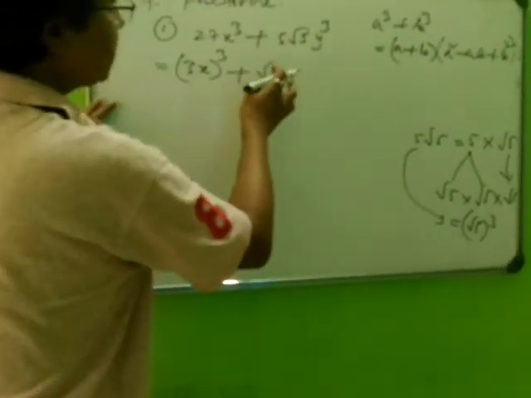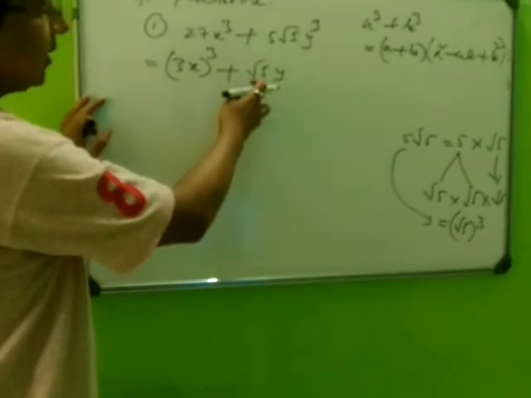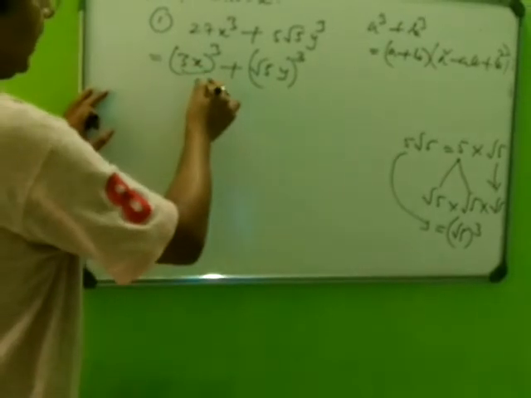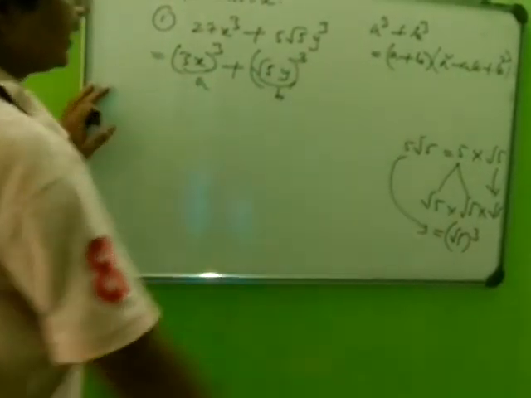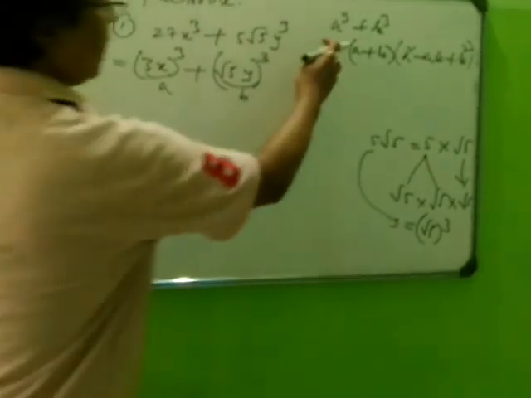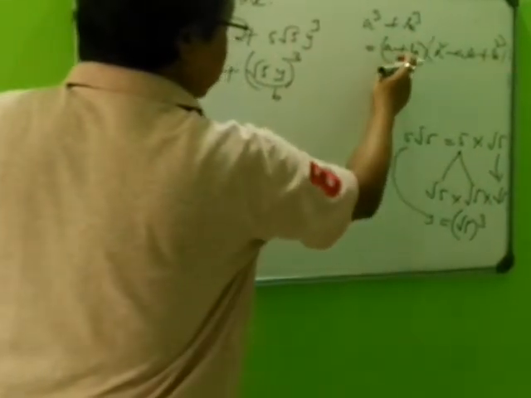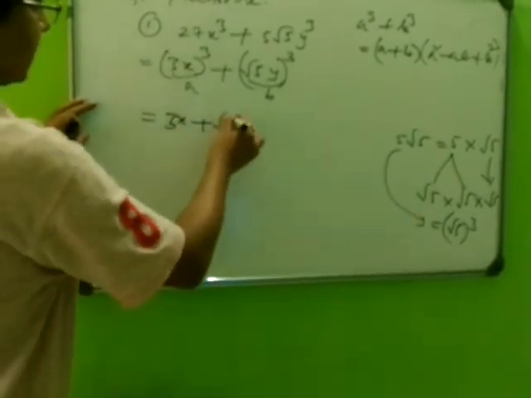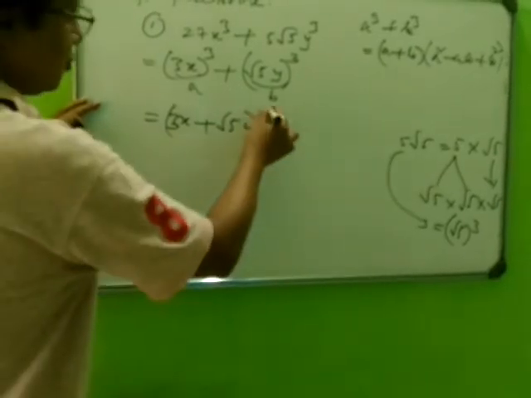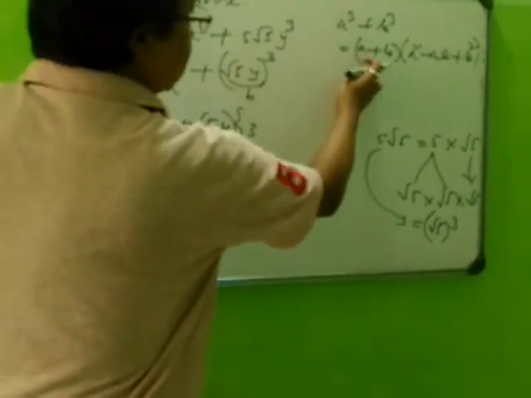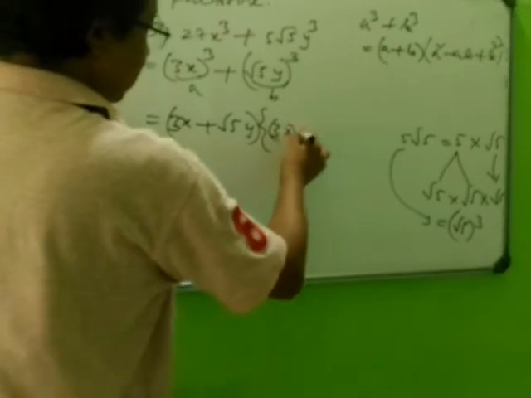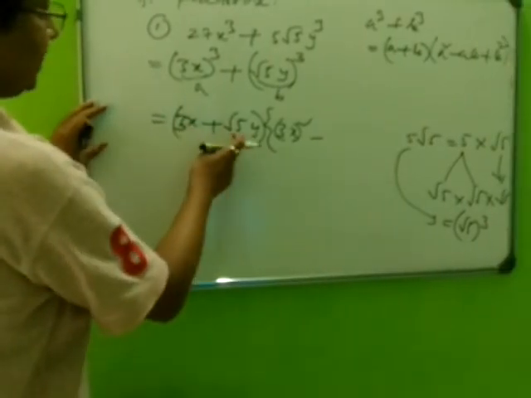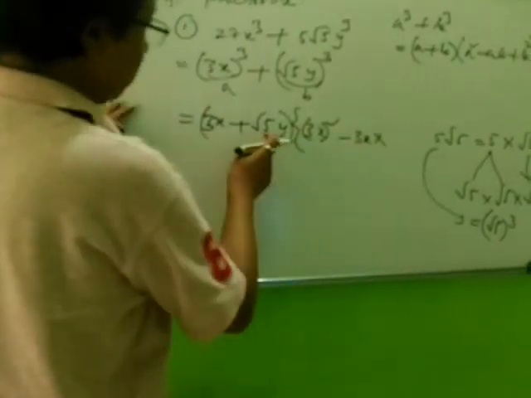So a cube plus root 5 whole cube, and y is outside the root, so it will be b cube. So a is 3x and root 5y is taken as b. So a cube plus b cube equals a plus b into a square minus ab plus b square, where a into b is the middle term.